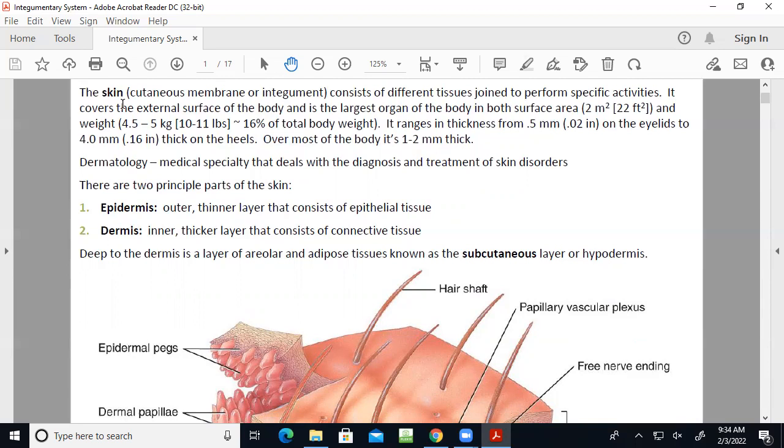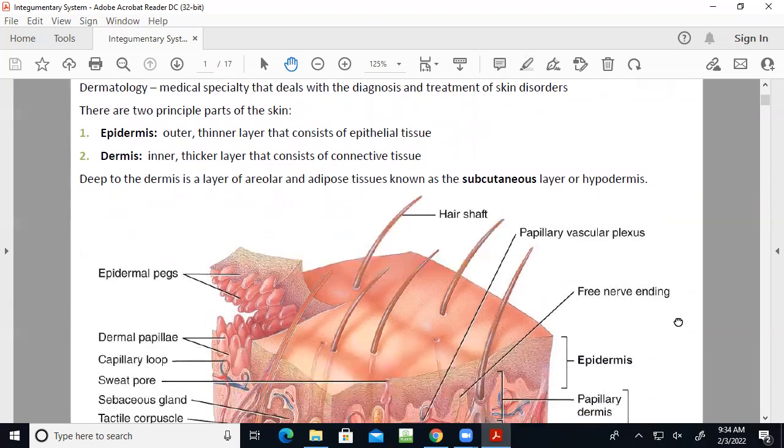The thickness of the skin ranges from 0.5 millimeter or 0.02 inches in our eyelids to 4.0 millimeters or 0.16 inches on our heels, the bottom of our feet. Most of the body is about 1 to 2 millimeters thick, so it's really not super thick in most places. It's still very protective, but not completely impenetrable. Something as simple as a piece of paper can cut through it. So it is strong, but not the strongest thing on earth.